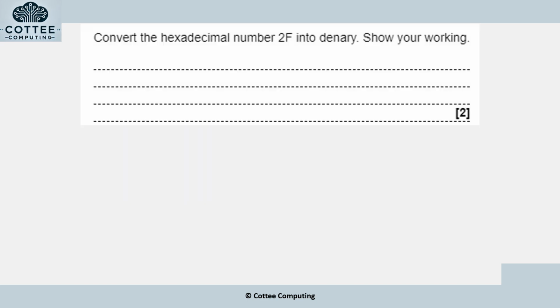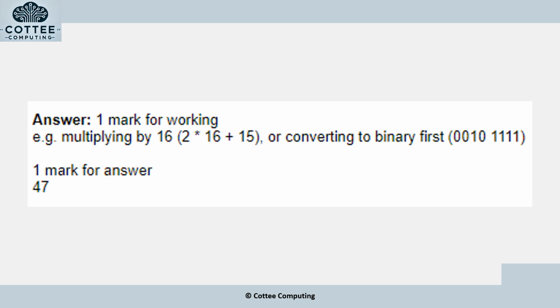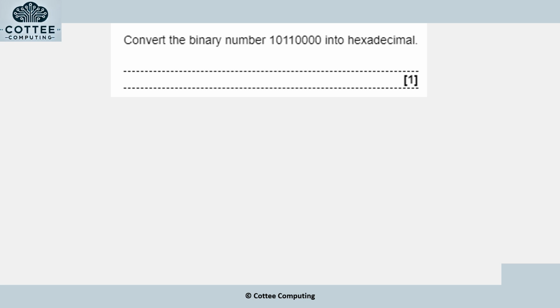Then we're converting a hexadecimal number 2F and we're putting that into denary. Have a go at that. And again, you get a mark for working. So if you've done it the silly way of doing it, multiplying it by 16, that's fine. If you converted it into binary first and you've got 0010 1111, then you should have got 47. Convert the binary number into hexadecimal. So I've got that.